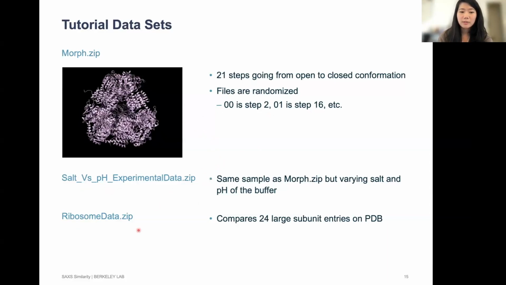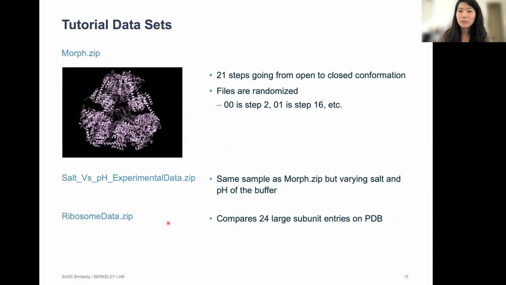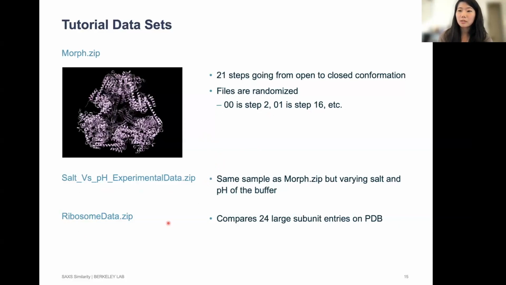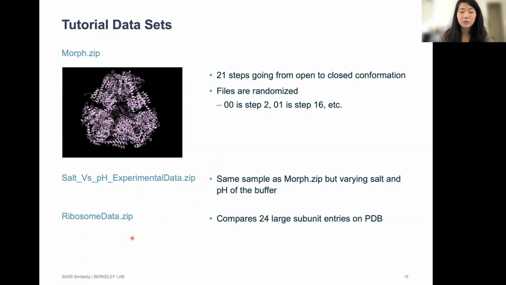This third one is the ribosome data, and that compares 24 large subunit entries on PDB. And I'm not actually going to go through this, but if you go visit the web app, you can download this on your own and sort of play around with it on your free time.